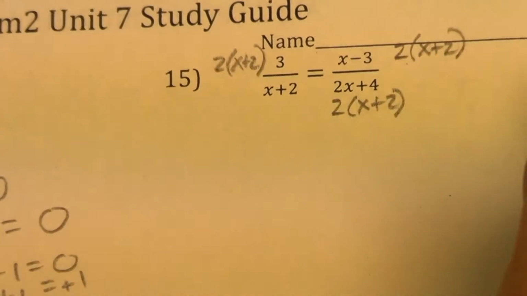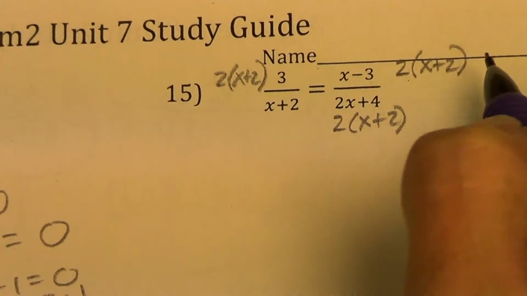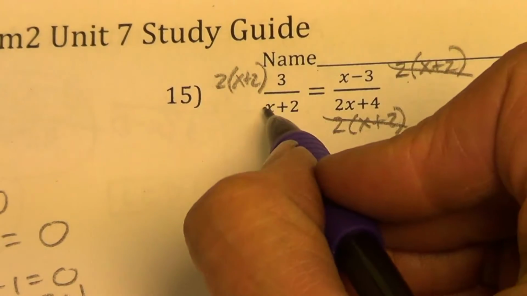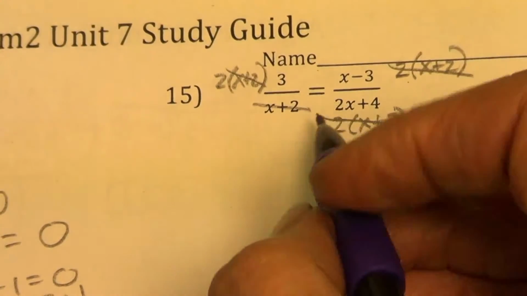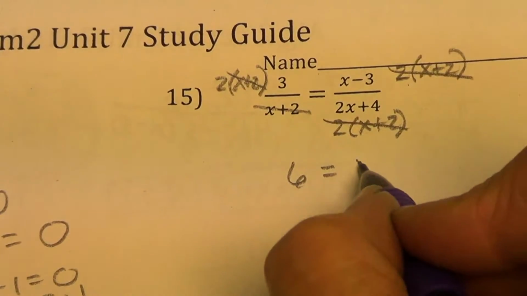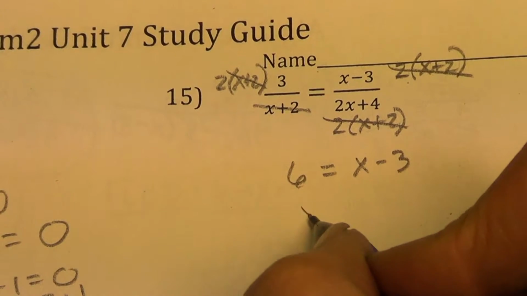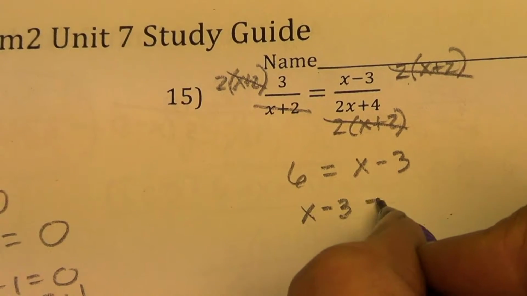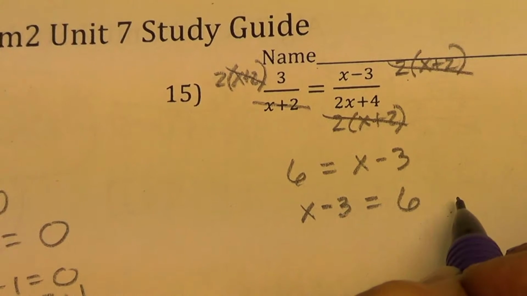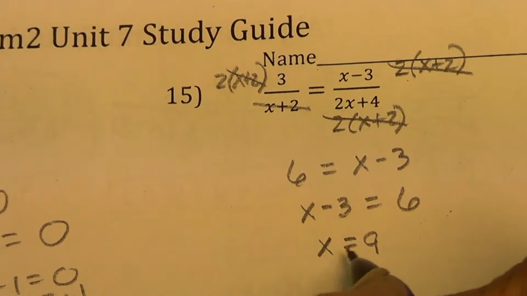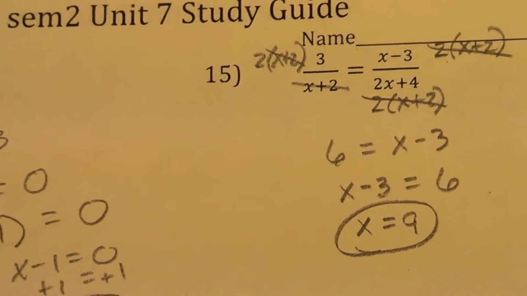Now there are a lot of ways that you could be doing this, so if you have another idea, please come in and see me. I'm just showing you one way here. That would cancel. On this side, this would cancel, so we would get 6 equals x minus 3. Use the symmetric property of equality. x minus 3 equals 6. So we add 3 to each side and we find x equals 9. Okay.